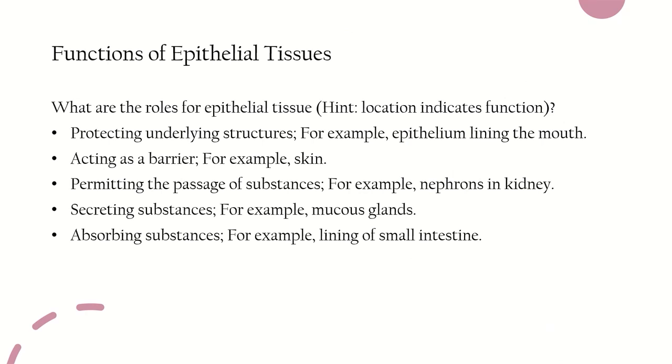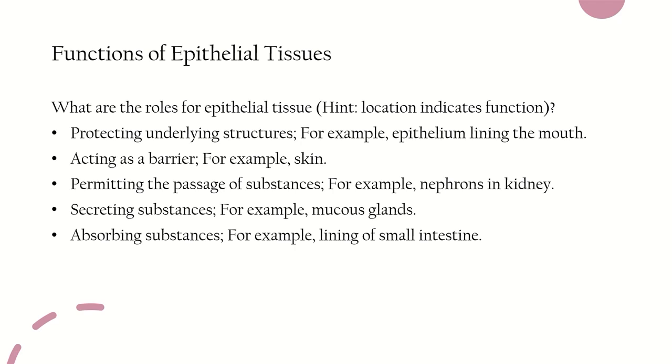So here's a nice bullet point list of what the functions of epithelial cells are. A lot of this, my hint here, is that location indicates function. So if you're lining the intestinal tract, their structure and function are related to each other based upon their location. So there's protection of underlying structures, such as the epithelium lining your mouth. Your mouth is exposed, and the cells in your mouth are exposed to lots of trauma from you eating, so they need to reproduce, but also have certain characteristics themselves.